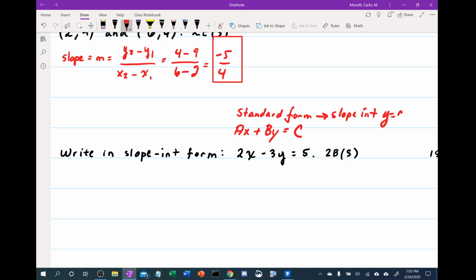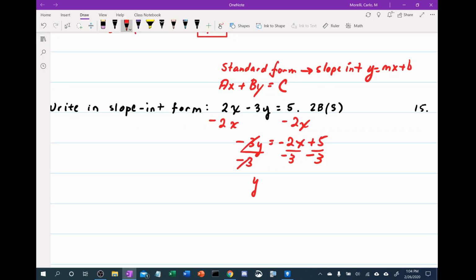That's y equals mx plus b. So I'm going to get y by itself on the left and put everything else on the right. First I'll subtract 2x from both sides, and then I'll have -3y equals -2x plus 5. Then just divide every term by -3. Cancel, cancel. y equals 2 over 3x minus 5 over 3. That's the answer. Was that hard? No. Just a little bit of math.